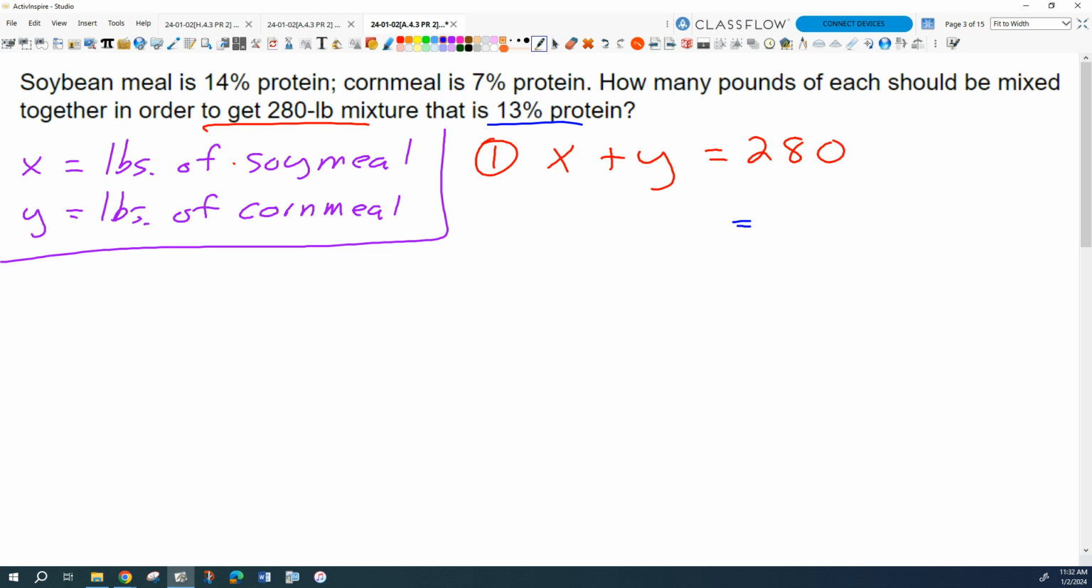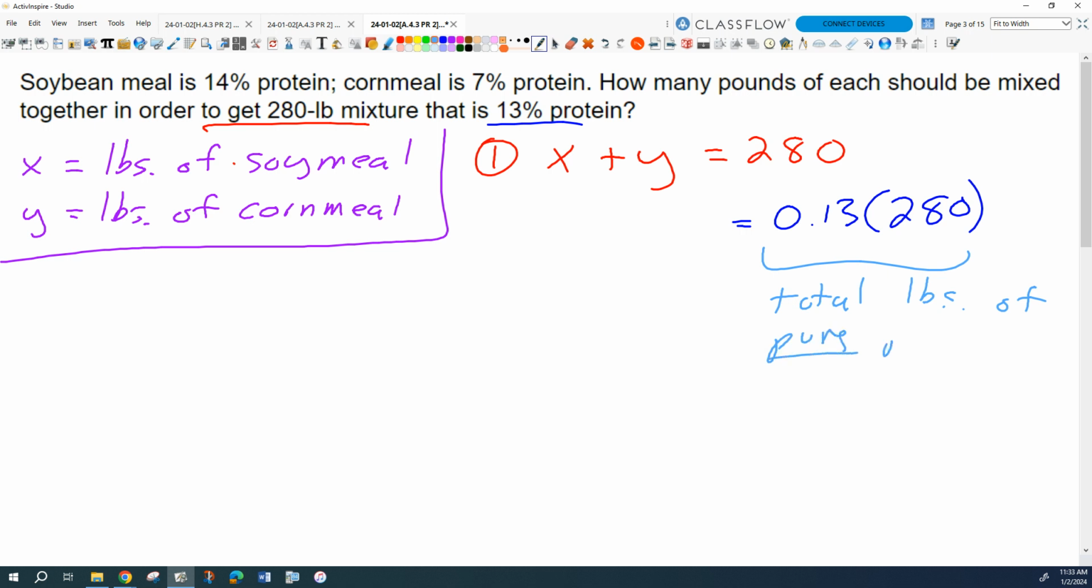Okay, yeah. Okay, what is that? Let's make a note of this. This is total pounds of pure protein. Okay, now we're getting somewhere. So whatever that number is, 0.13 times 280, that's just going to give us some number. That's going to tell us how many pounds of pure protein are included in our 280-pound mixture, right?